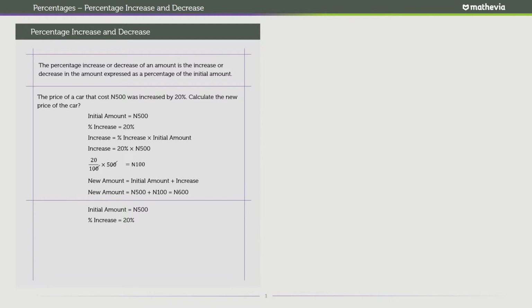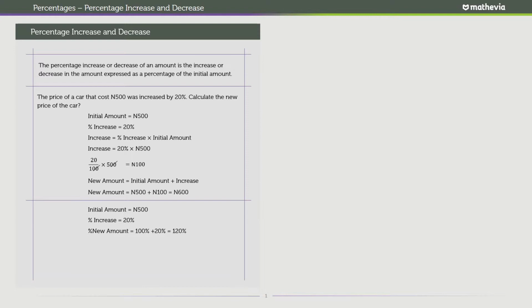So you have the initial amount as 500 naira and the percentage increase as 20%. Now what you're going to do is find the percentage that represents the new amount. It is 100%, which is the whole, representing the initial amount, plus the 20%. If you're going to increase something by 20%, that thing on its own, at the start, is 100%.